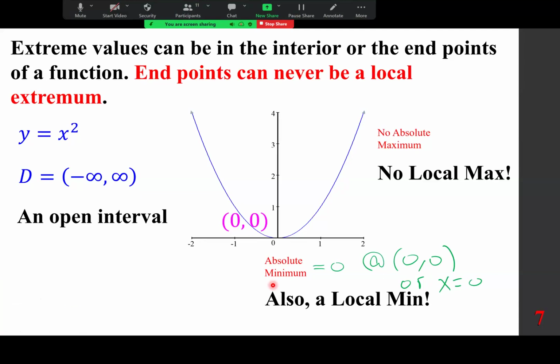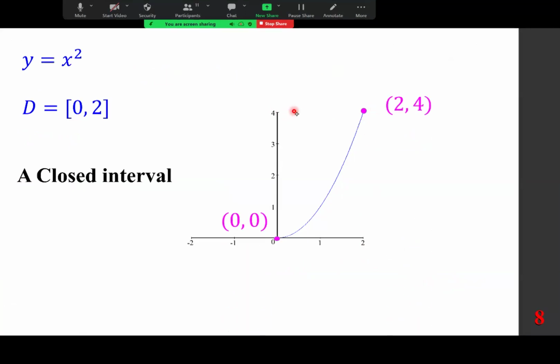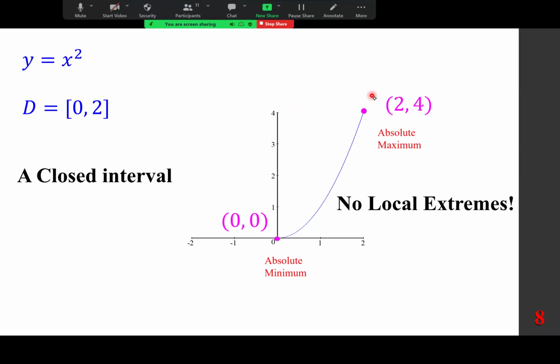Let's look at the same function, but we are going to change the domain to a closed interval of 0 to 2. So this is a closed interval. And this point obviously has the same coordinates 0, 0 as the previous page. This one has coordinates 2, 4. This one is the absolute minimum. This one is the absolute maximum. And because those are end points, they are not considered local. So we don't have any local extremum.